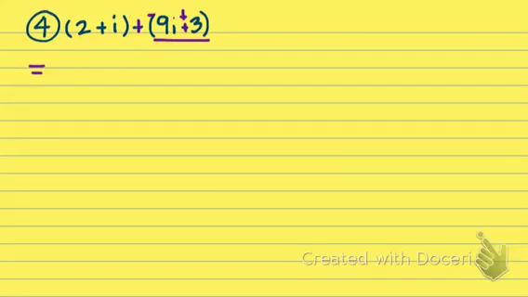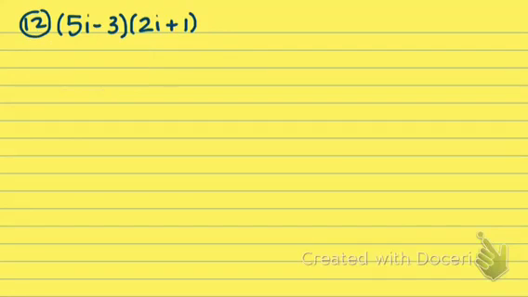So 2 plus 3, again, by coincidence, we have 5. And then positive 1i, negative 9i. When I add those together, I get minus 8i. And I'm done with that one.